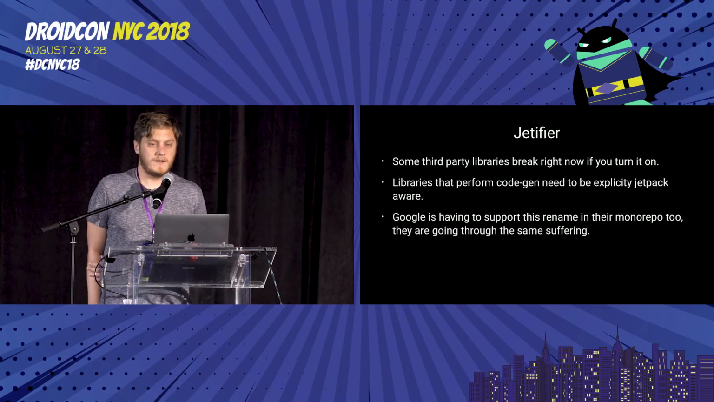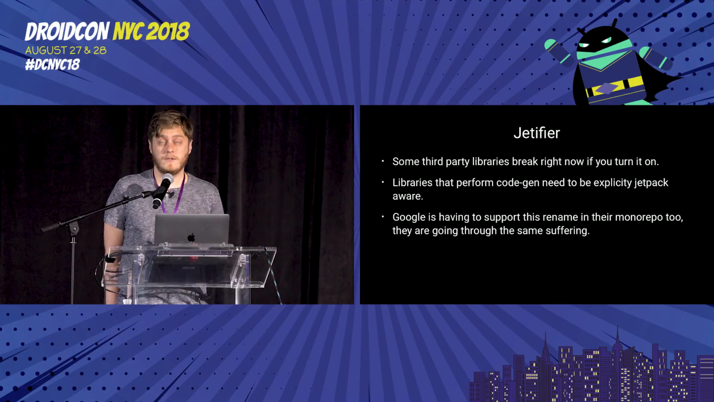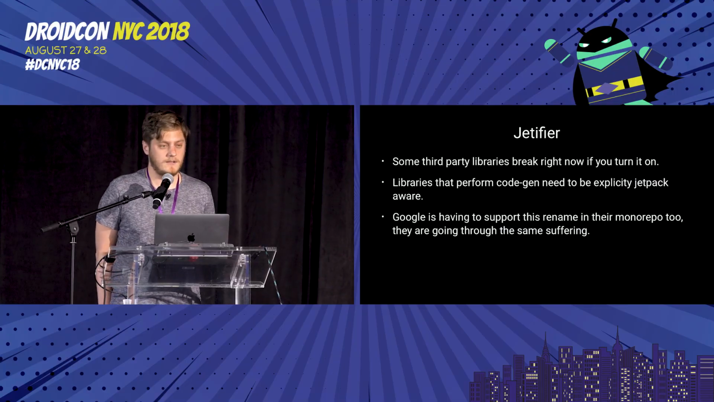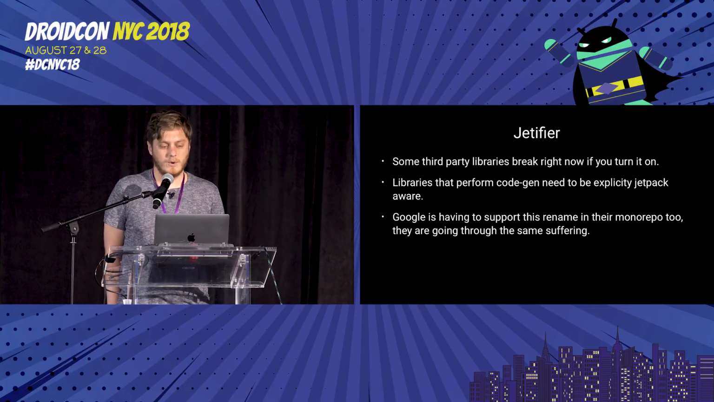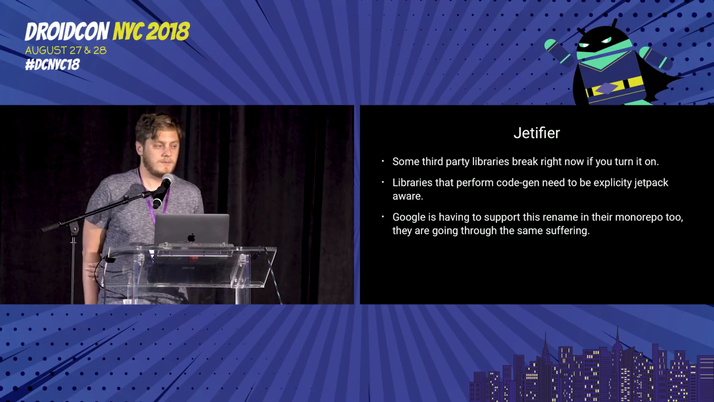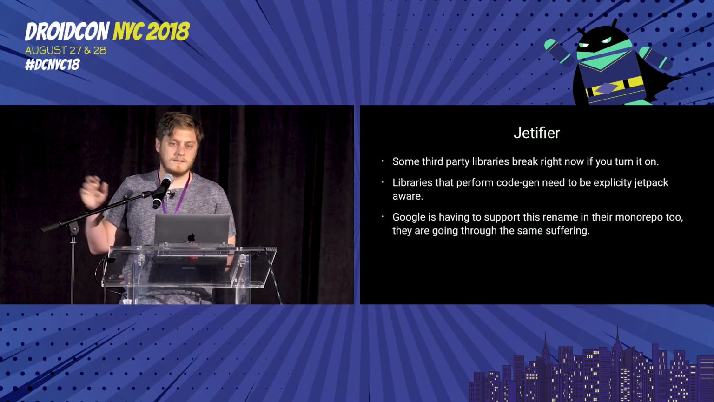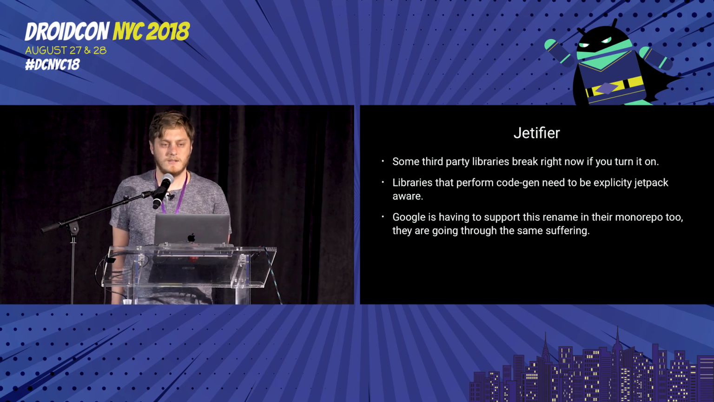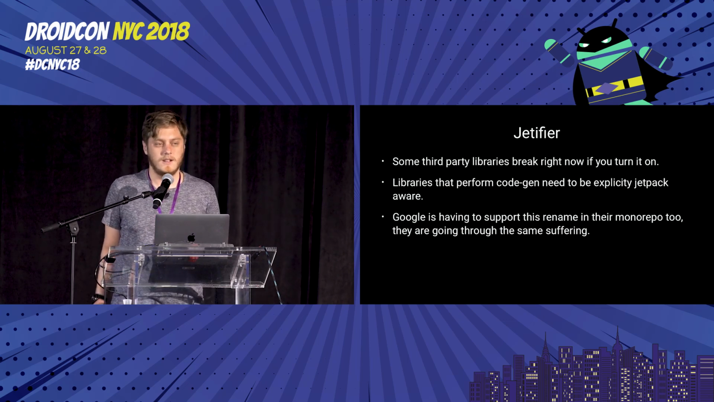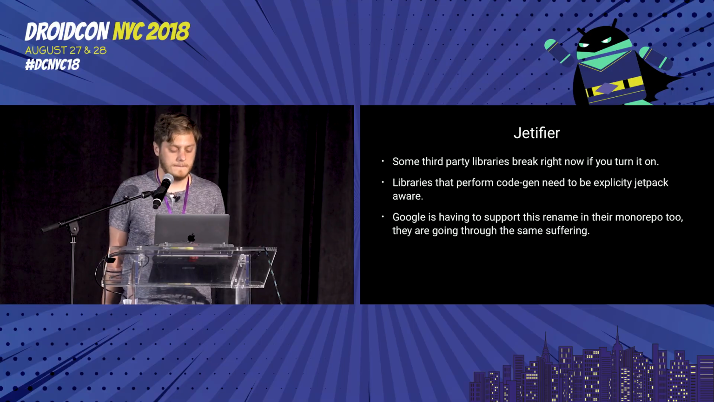So right now with Jetifier, if you turn it on, I know for a fact it breaks Glide completely right now. I have a bug filed on myself for that one. And some other third-party libraries definitely break. Any library that's doing codegen is probably broken because they are likely calling android.support, some sort of annotation or generated code, and they need to detect if Jetifier is turned on and emit the new names instead of the old names.